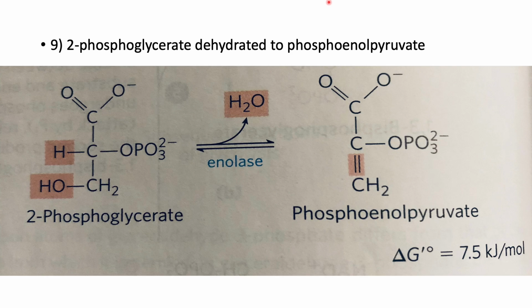And the next step is 2-phosphoglycerate dehydration to phosphoenolpyruvate. This is a reaction that occurs with the help of the enzyme enolase. This is a situation where you get an alkene linkage here with elimination of water, and there's an intermediate that is stabilized by magnesium, and there is an energy-consuming step to this particular reaction.